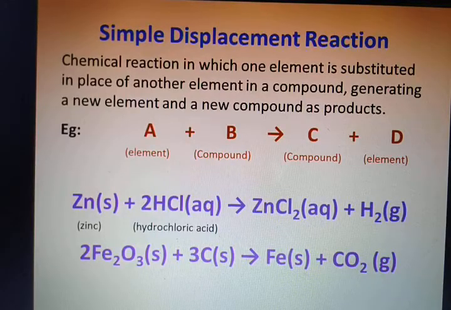The next we have is Fe2O3 plus carbon. You can see ferric oxide reacts with carbon. It's basically one of the reduction reactions. So Fe2O3, ferric oxide, reacts with carbon and forms iron plus carbon dioxide. So carbon is displacing iron, reacting with oxygen to form carbon dioxide, and a new element is formed. Previously carbon was the element and ferric oxide was the compound, and after the reaction iron is the element and carbon dioxide is the compound. Clear?